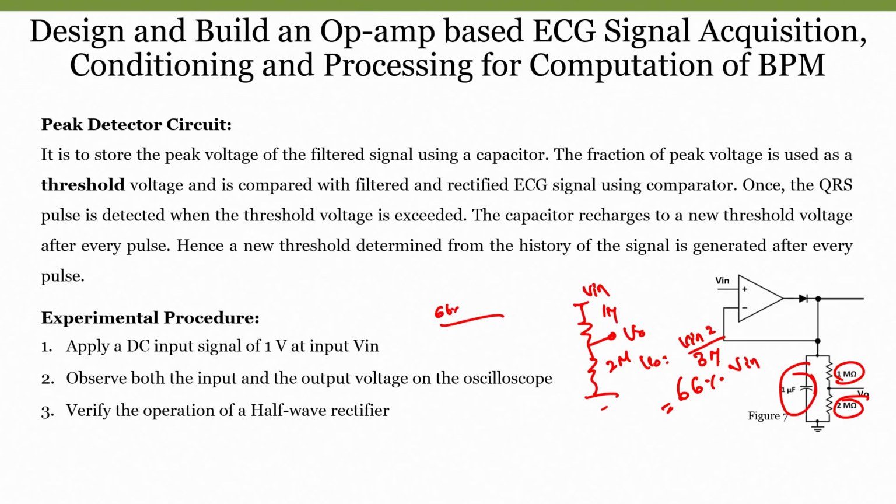If you want to set it at 75% or at 50%, we can even change the resistance values in such a way that it will always give 70% or 65%, whatever percentage of thresholding we require. Now, why are we choosing 1 mega and 2 mega resistance? Why not 1 kilo, 2 kilo, 100 ohms, 200 ohms?